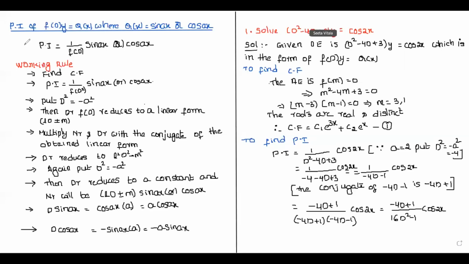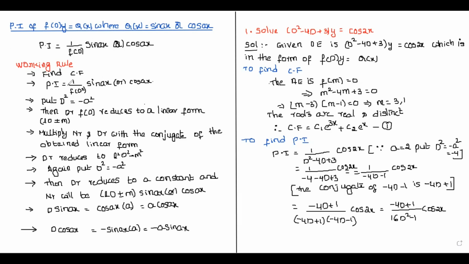In this lecture, we are going to find the particular integral of f of D into y is equal to Q of x, where Q of x is equal to sin ax or cos ax. The particular integral is equal to 1 by f of D into sin ax or cos ax. The working rule: the first step is to find the complementary function, which we discussed in the previous lectures.